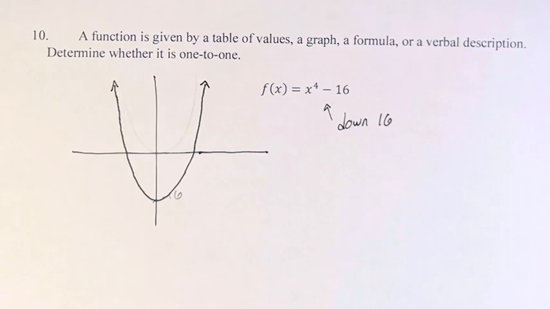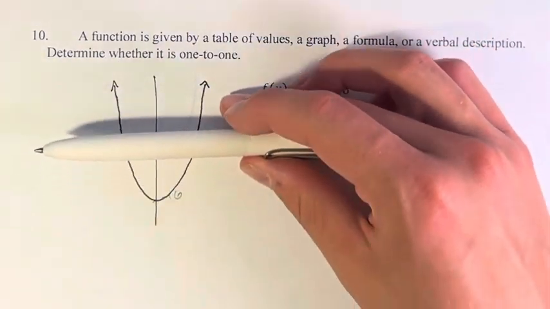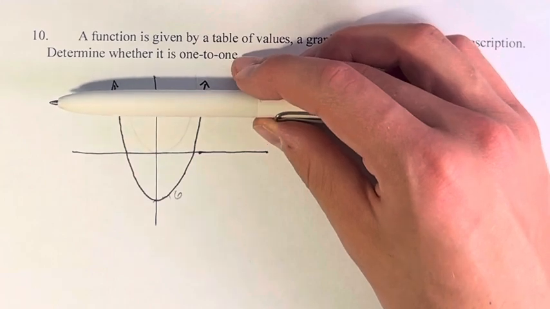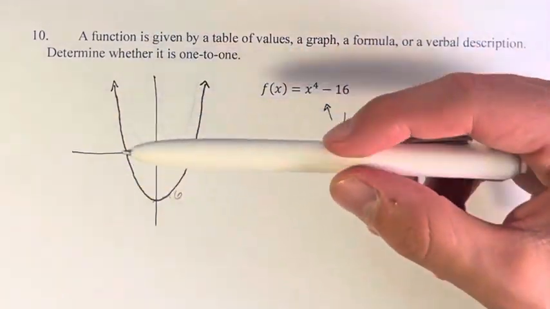Now, to determine whether this function is one-to-one, we have to apply the horizontal line test. So how do we do that? Well, for any horizontal line that we put through the function, it can only intersect it once. And we can see that that's not true.